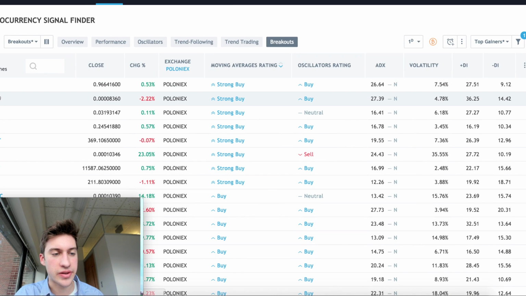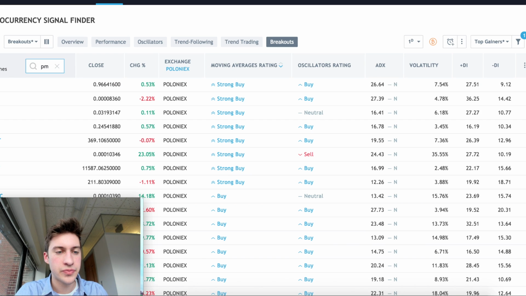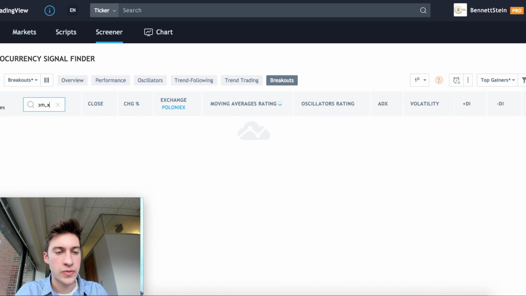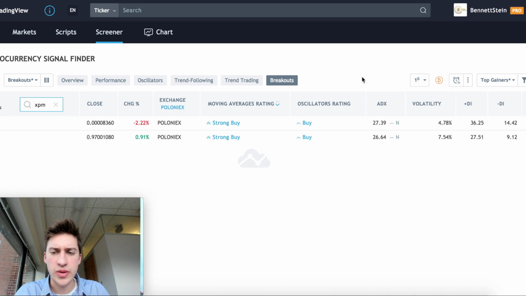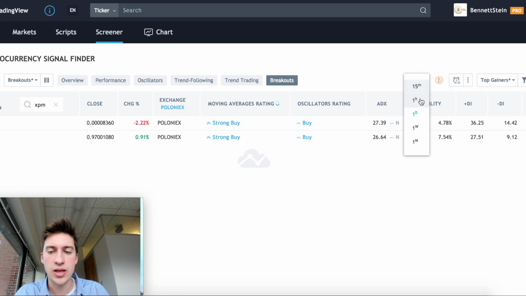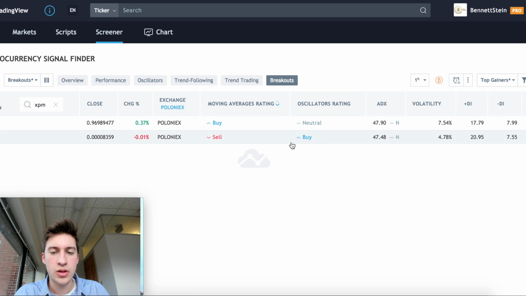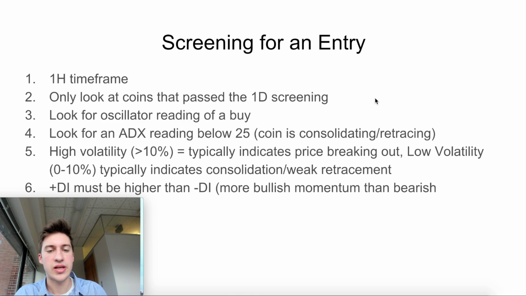So for example, let's take a look at XPM BTC and XMR BTC as well. So XPM, XRP, I don't think they let you do comments, that's fine. Okay, so XPM, now let's just go on the 1 hour and see how this coin looks. Okay, so we have this information here. This is probably not fantastic, and let me show you guys exactly why.